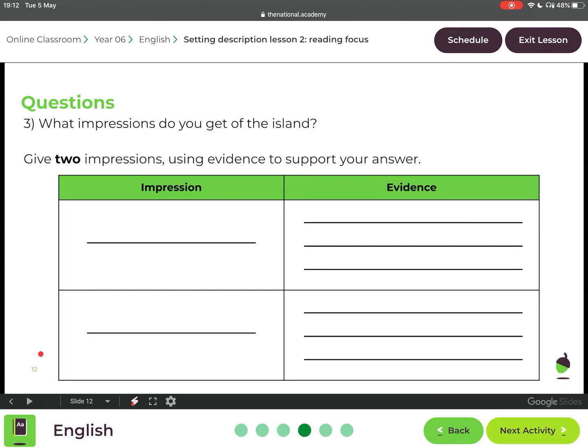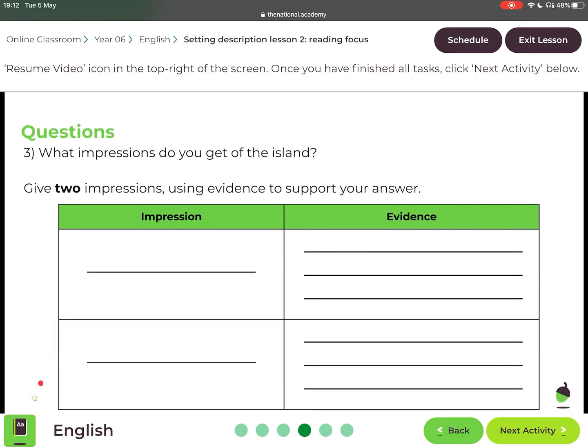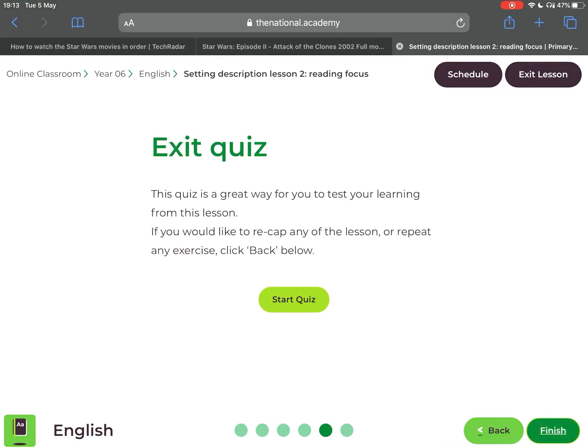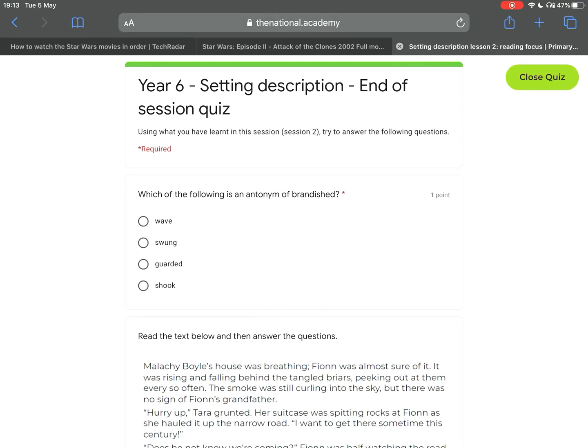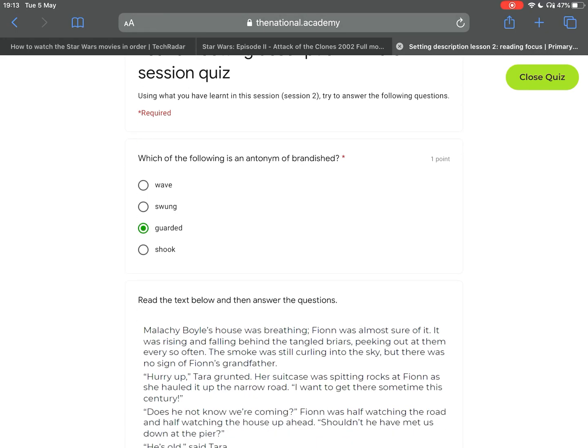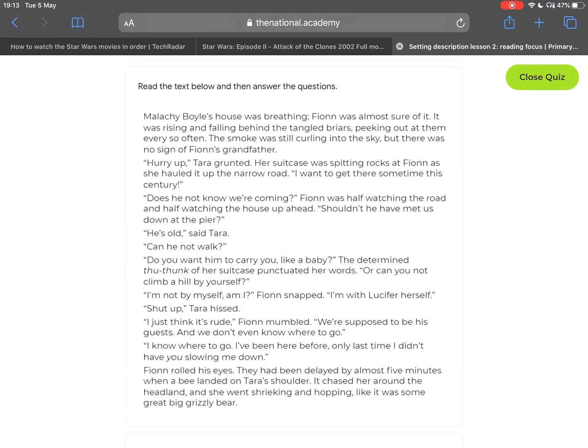So after that, you would go and mark it, and you could put some different things from mine. As long as they're shown on there, then it's fine. After this, you've got your exit quiz here. Which of the following is an antonym of brandished? That would be guarded. Read the text below and then answer the questions.